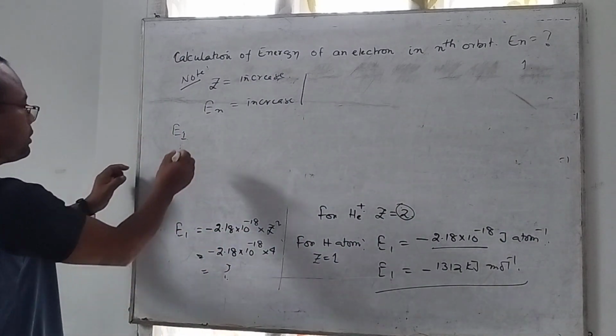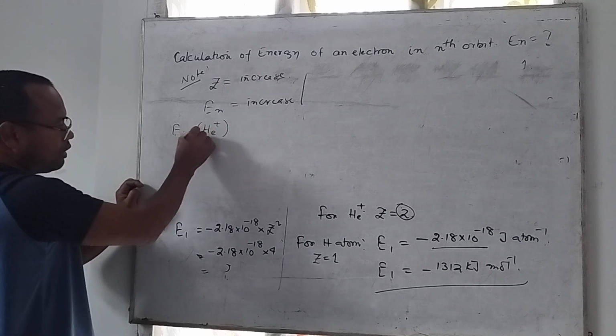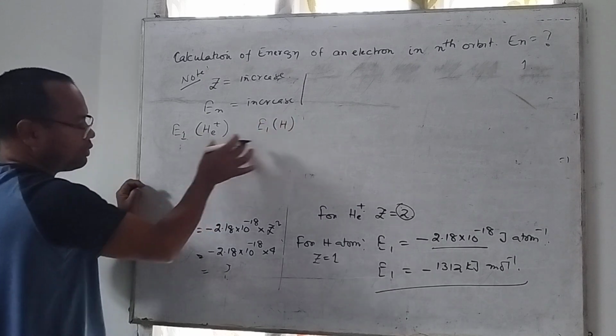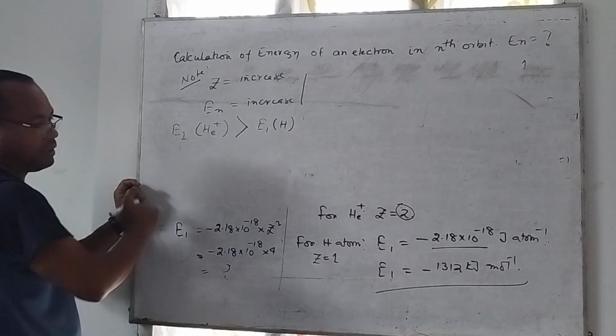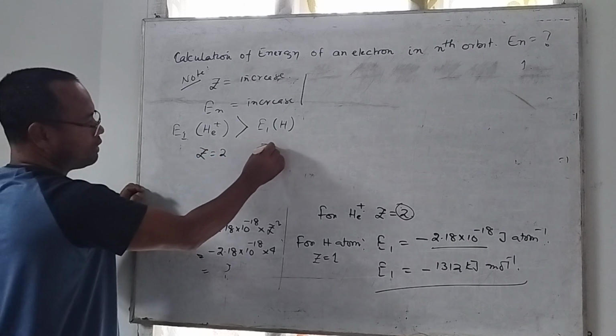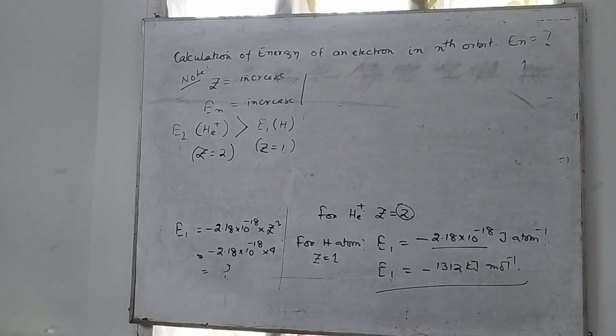So when we calculate for helium, and then when we calculate for hydrogen, this one will be the highest, because the atomic number here is 2 and the atomic number here is 1, right? Okay, so that is the answer we found here.